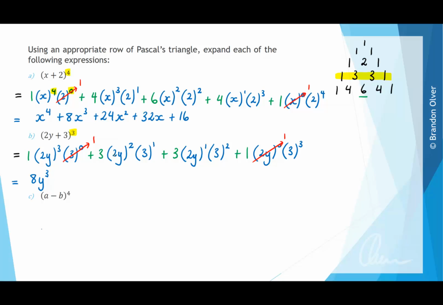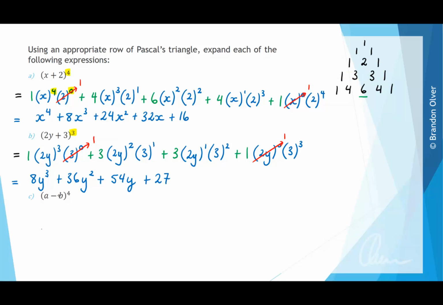And then plus 3 times 3 is 9, and then 2y to the power of 2 is 4. So it's 9 times 4 is plus 36y to the power of 2. So you need to be careful with the index laws when you do this. And then we have plus, and it's 3 times 9 is 27, times 2 is 54, and then y. And then lastly, you have 1 times 1 times 3 to the power of 3, which is just plus 27.